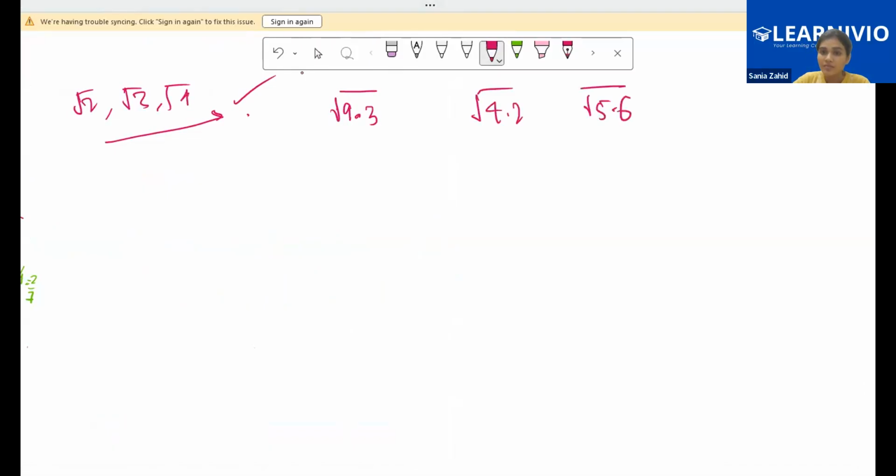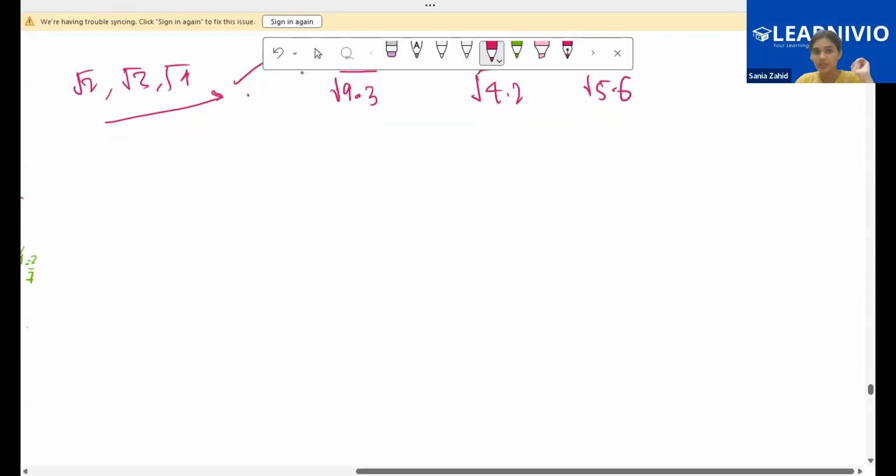Ma'am, but I don't know how to plot root 3 and root 4 on a number line. Amar doesn't know. It's okay, Amar. I didn't teach you that because you were not there for that class. No problem. I will teach you that separately. Don't worry. We'll revise it, then I'll teach you.